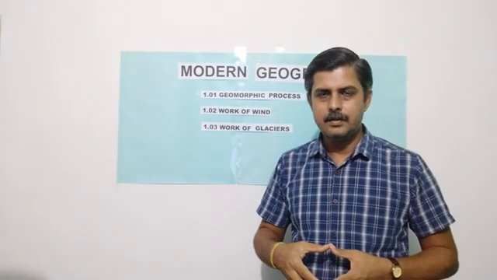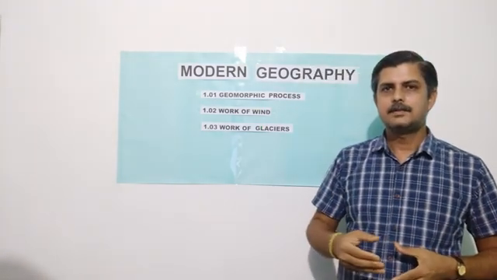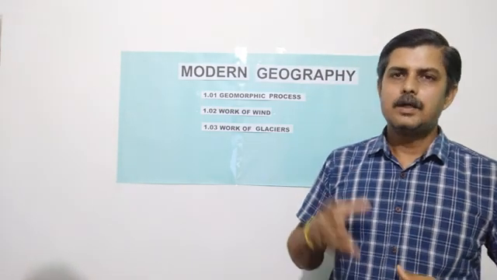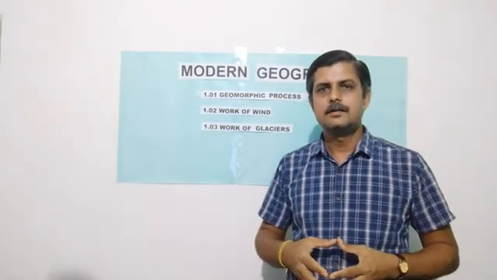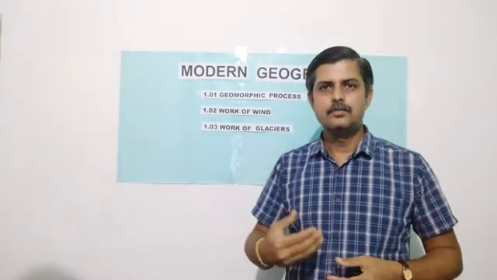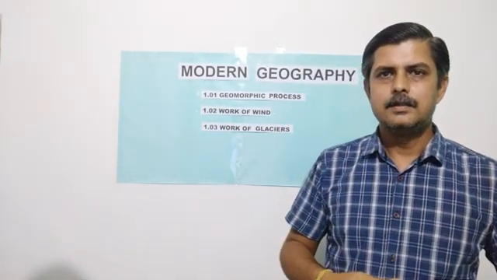So here we come to the end of this chapter 1, the physical geography. Here we have discussed three important topics, that is the geomorphic processes, the work of the wind, and the work of the glacier. So very soon we will start our next lesson.